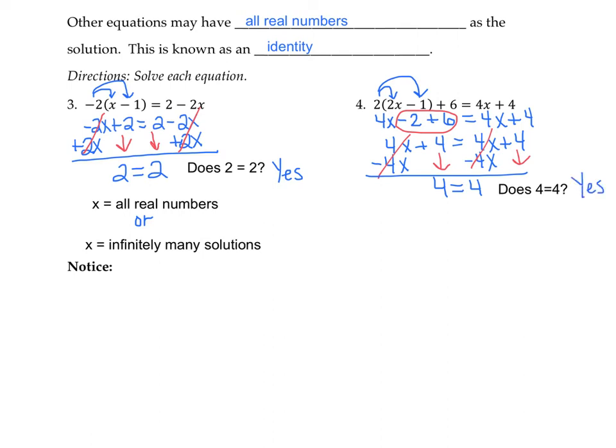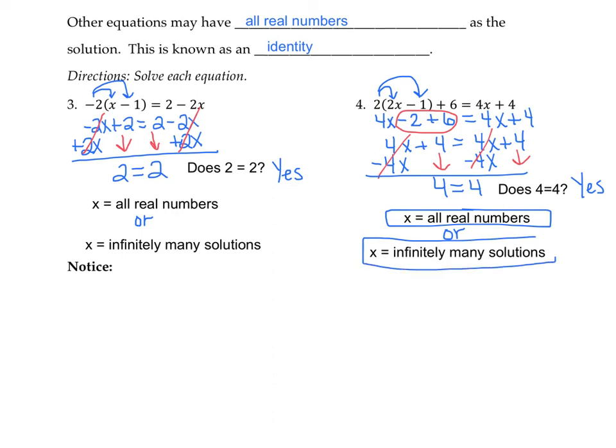So your answer is either x equals all real numbers or x equals infinitely many solutions. Either answer works. I wanted to give you 2 options and let you know it means the same thing. So again, x equals all real numbers or x equals infinitely many solutions. And that's your answer when all numbers work.